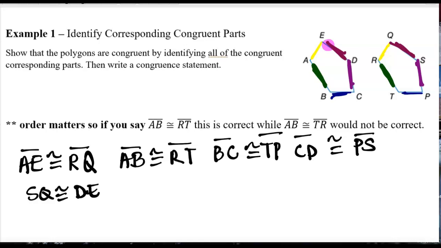See how many we have here. We might need one, two, three, four, five. So we need to have five congruence statements.